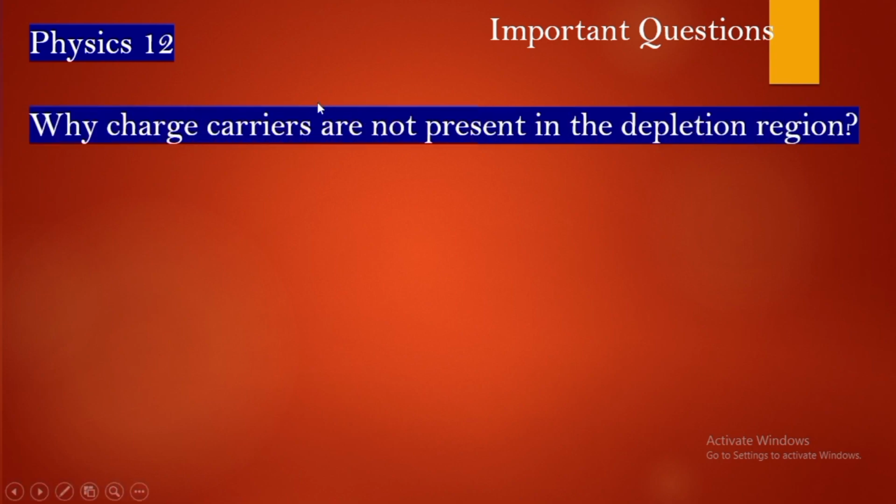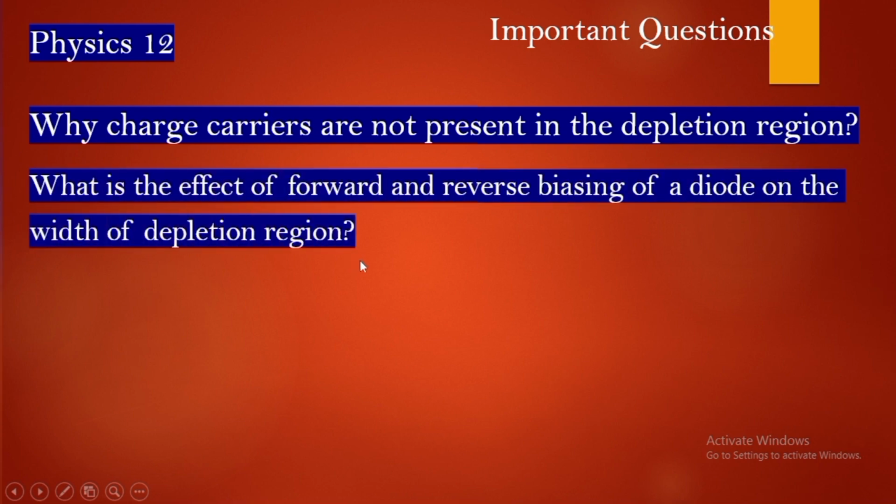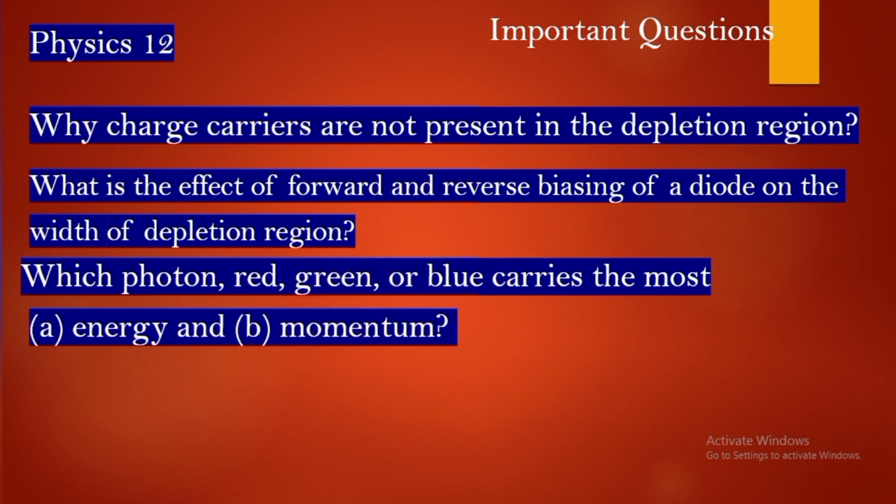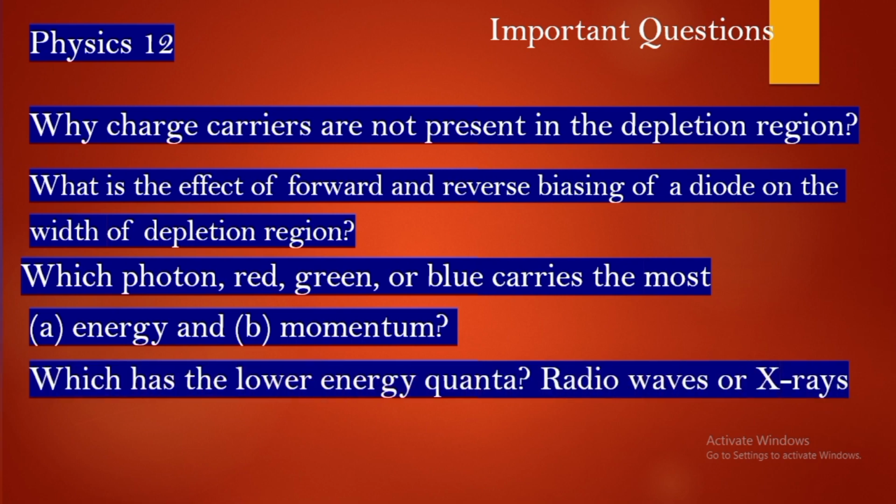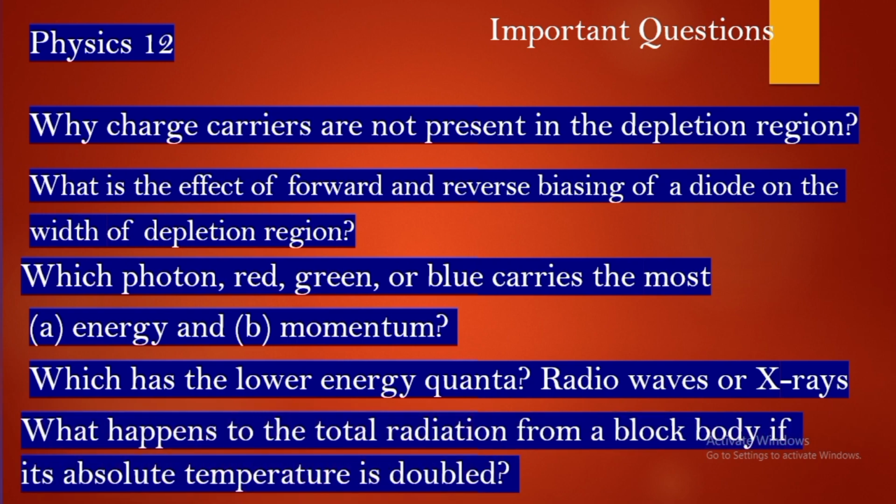Why are charge carriers not present in the depletion region? What is the effect of forward and reverse biasing of a diode on the width of the depletion region? Which photon, red, green, or blue, carries the most energy and momentum? Which has lower energy quanta, radio wave or X-ray? What happens to the total radiation from a black body if its absolute temperature is doubled?